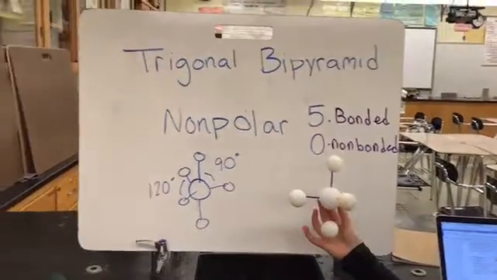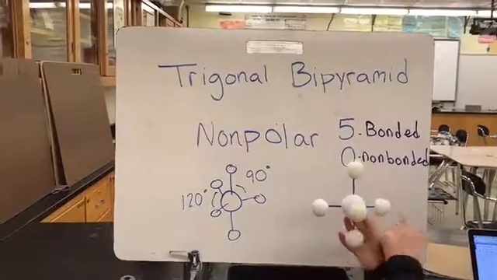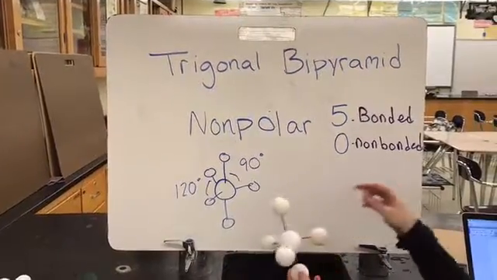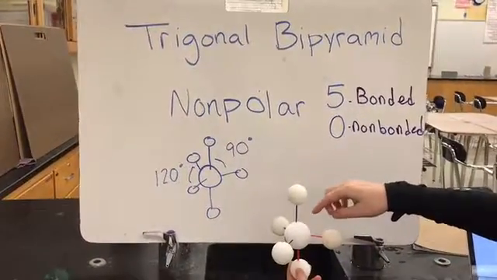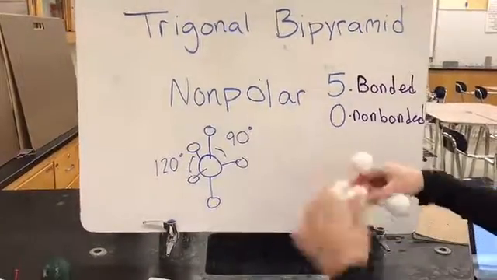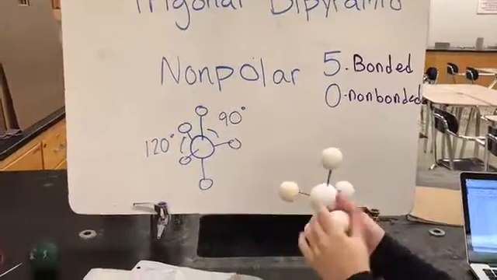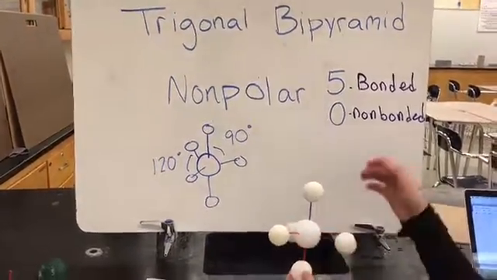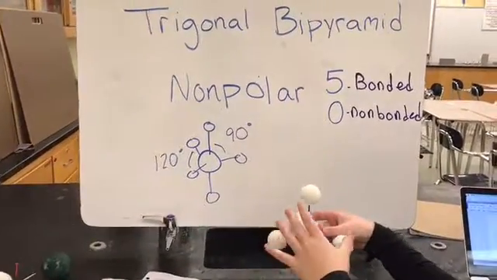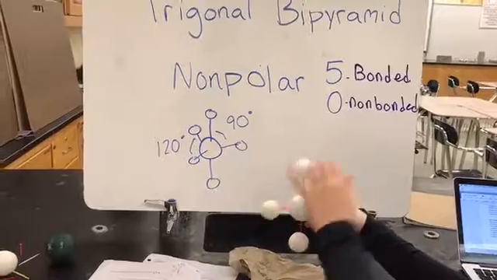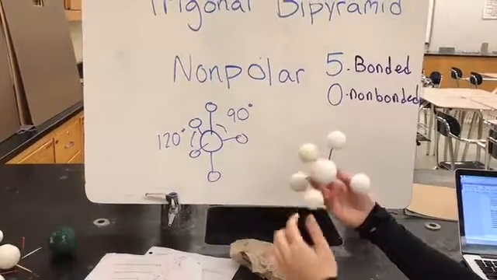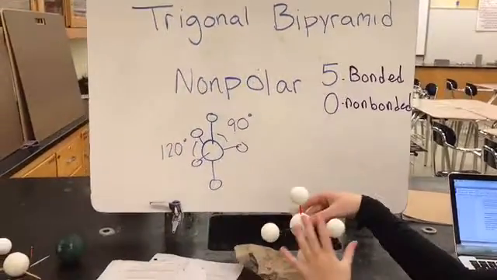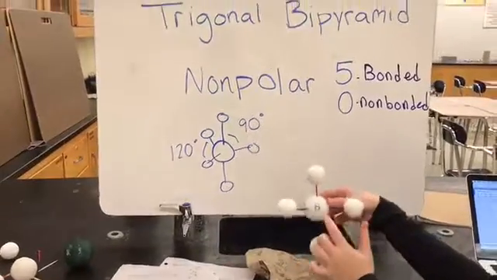Okay, so the next shape is trigonal bipyramid. It has 5 bonded electrons and 0 non-bonded electrons. The bond angles are 90 degrees between these 2 and these, and 120 degrees between the single plane triangle. It is called a trigonal bipyramid because it forms 2 pyramids off of the triangle base, so like one here and another on the other side. It is nonpolar because all of the charges of the bonded electrons meet in the center.